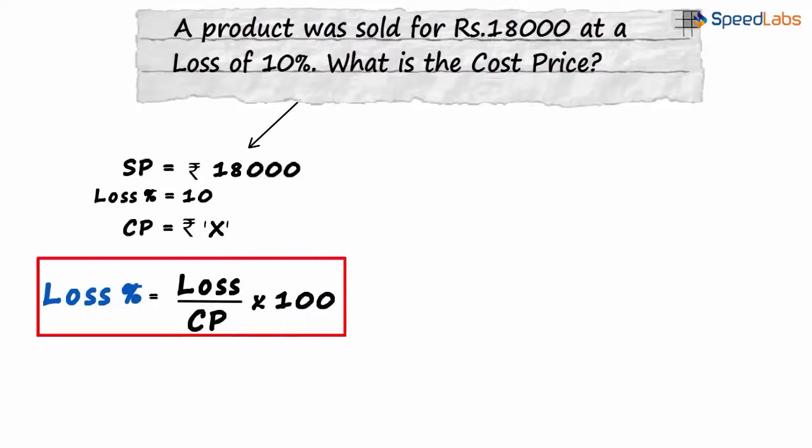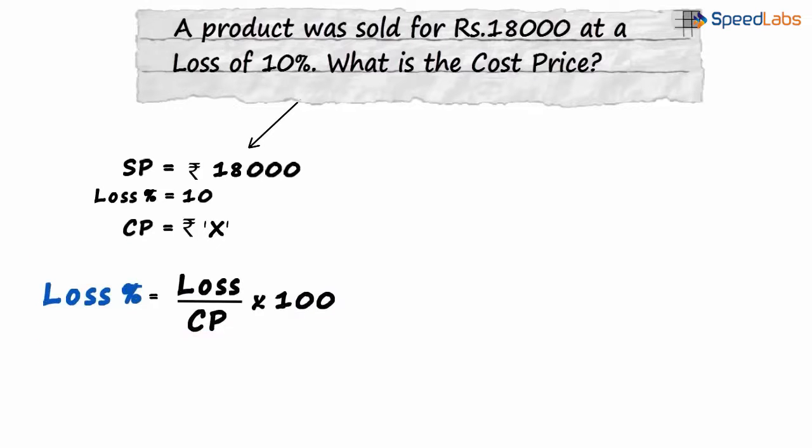Let's analyze this formula for a moment. We have the loss percentage given to us. We are not given the loss. And we need to find the CP. So out of the three things in this formula, we have just one that is known to us. For us to find the CP using this formula, there can be only one unknown.